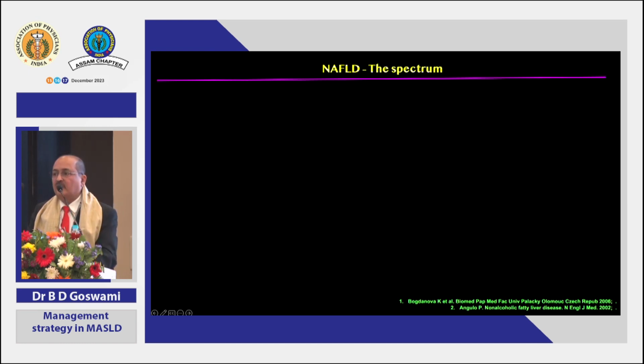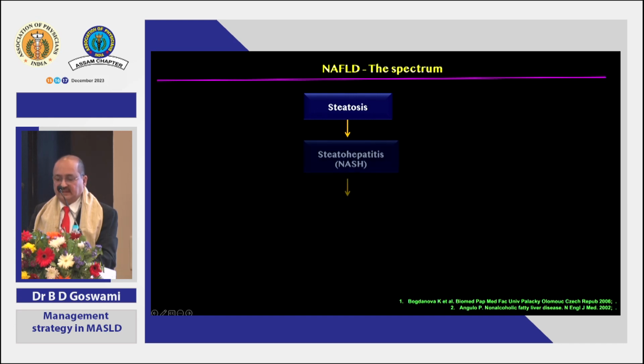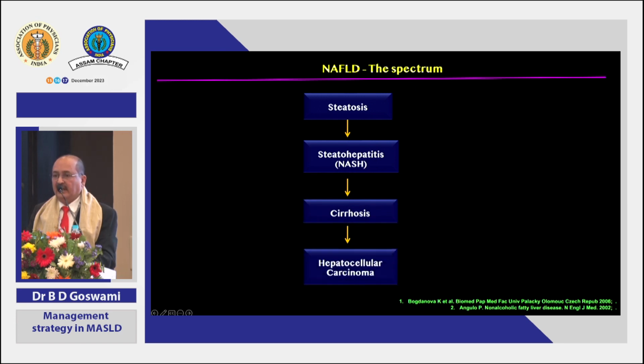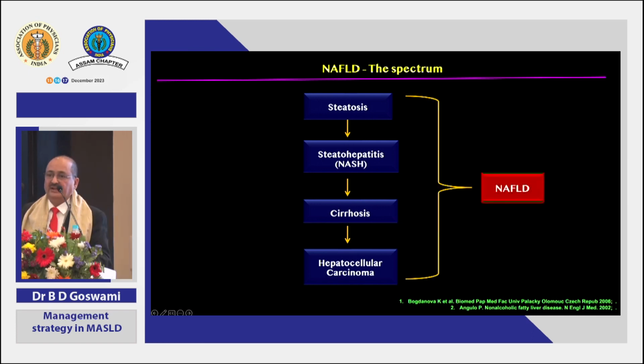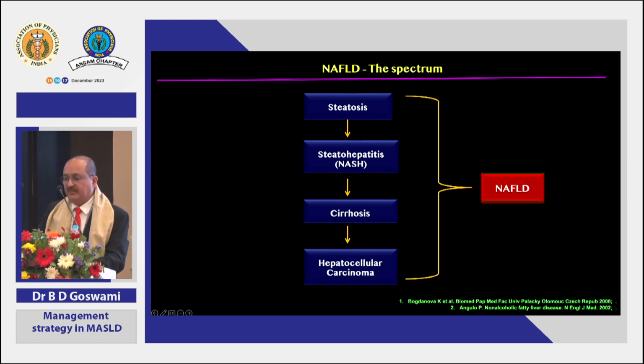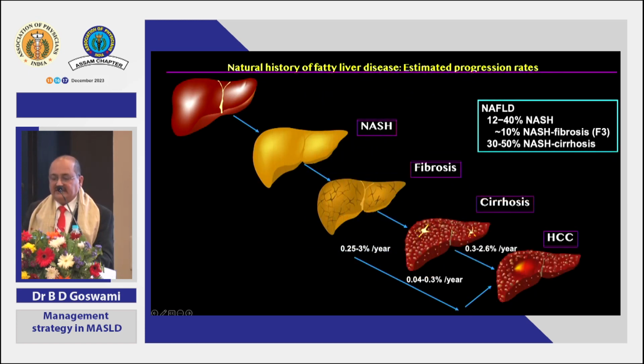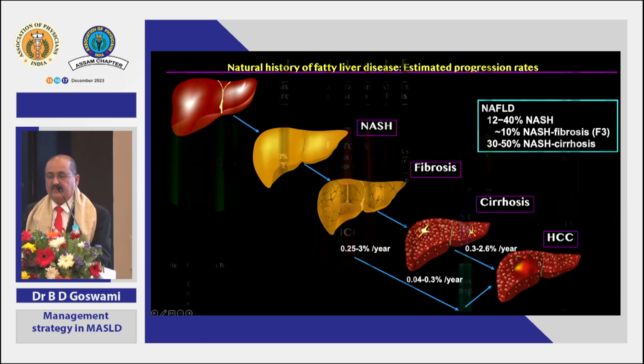So it is a spectrum of the disease. Initially, when there is fatty deposition, we call it steatosis. It goes to steatohepatitis, with inflammatory changes. It goes to cirrhosis, and finally it ends up with hepatocellular carcinoma. As a whole it may be called NAFLD, but it goes step by step: from the normal liver to NASH, fibrosis, cirrhosis, and hepatocellular carcinoma.